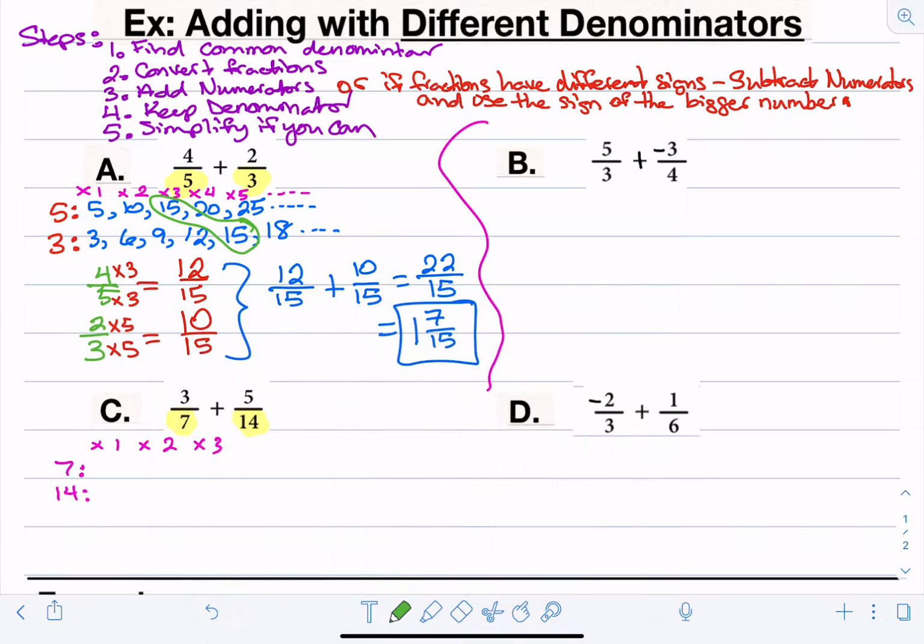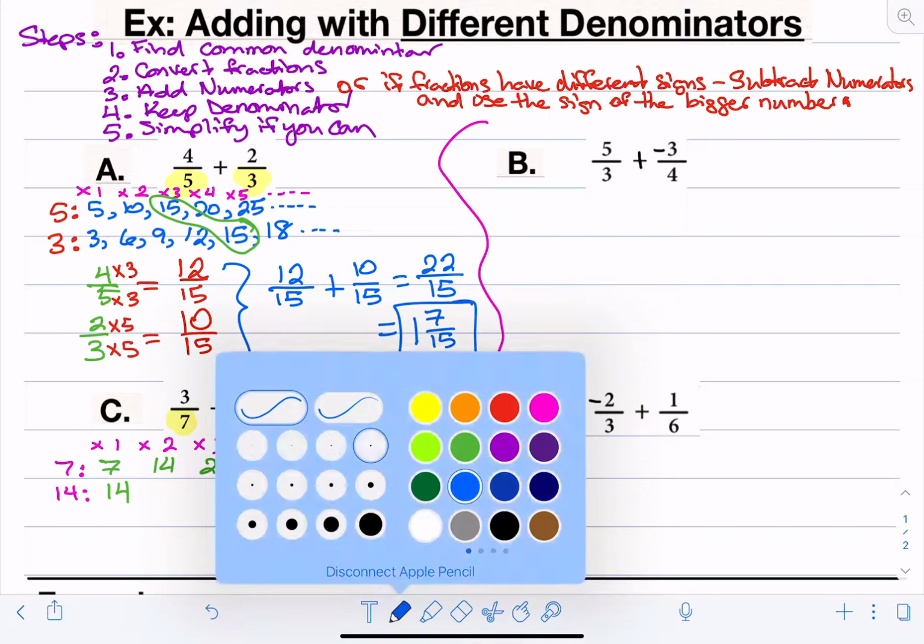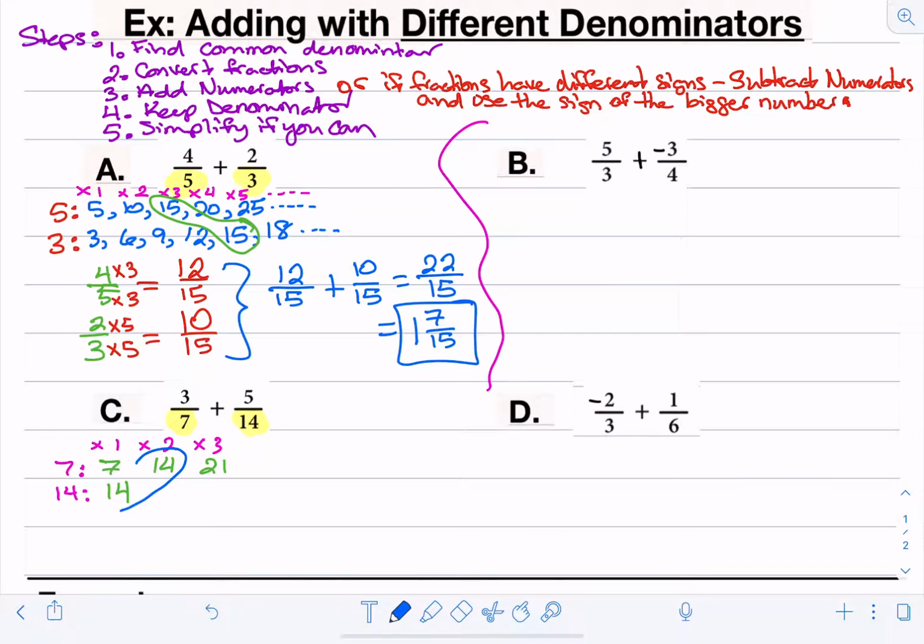Okay, so for 7, 7 times 1 is 7, 7 times 2 is 14, 7 times 3 is 21. Now I'm going to start my 14s. 14 times 1 is 14. Oops, take a look at this. I don't have to go any further because we just found the smallest number that they both go into, 14. So that means 14 is our common denominator.